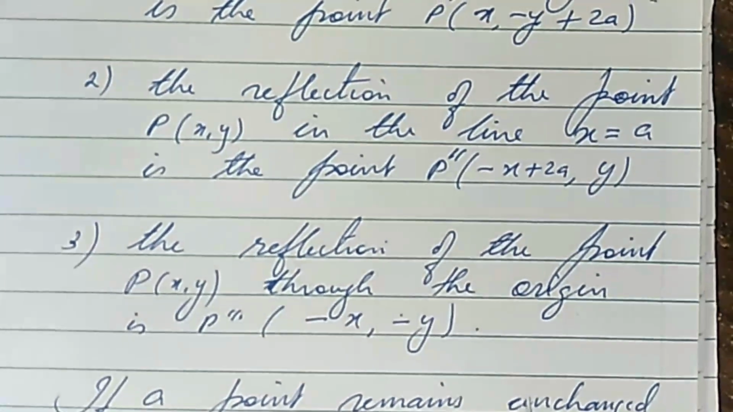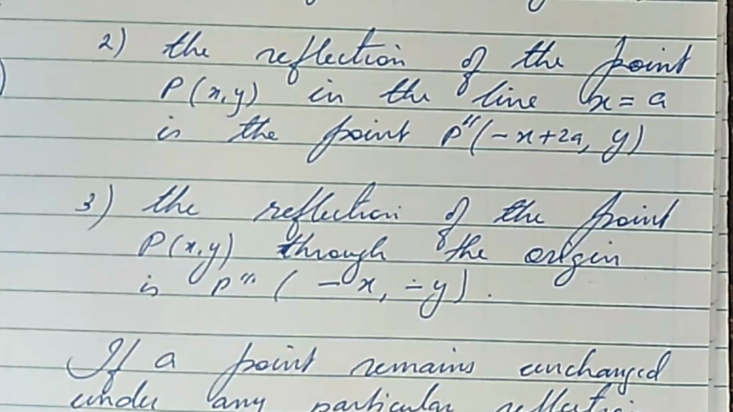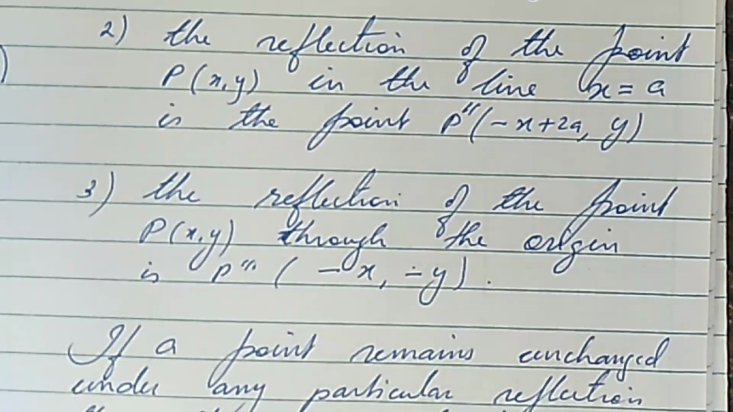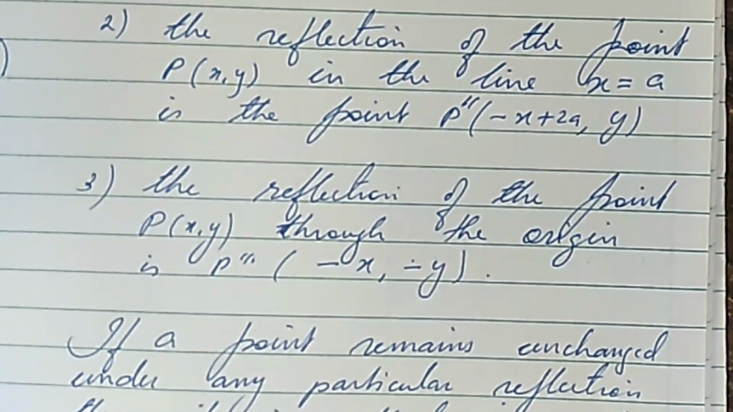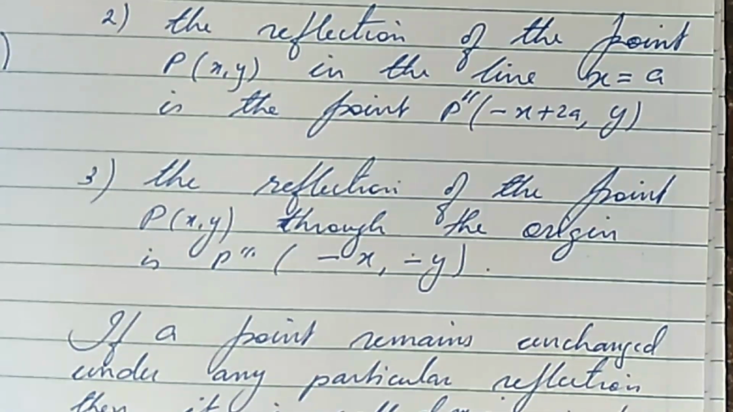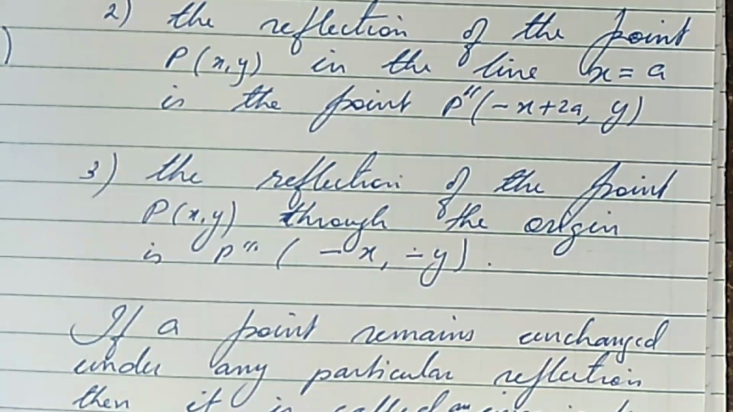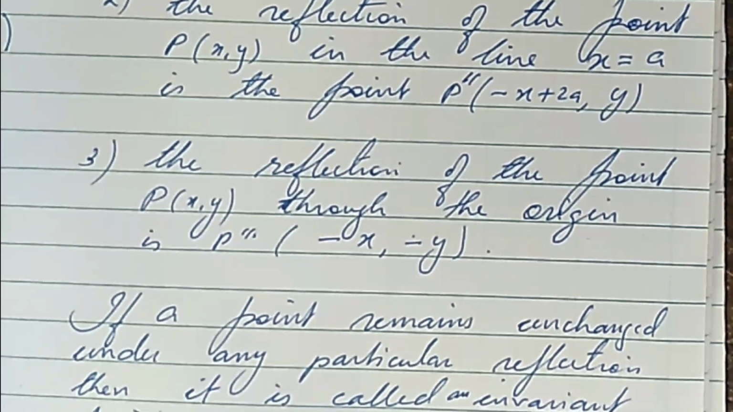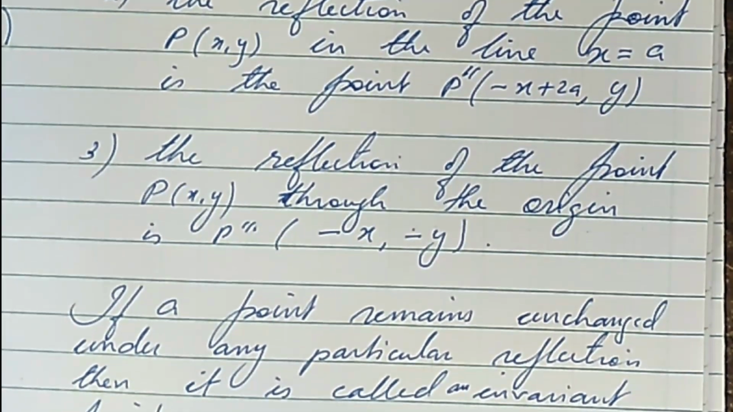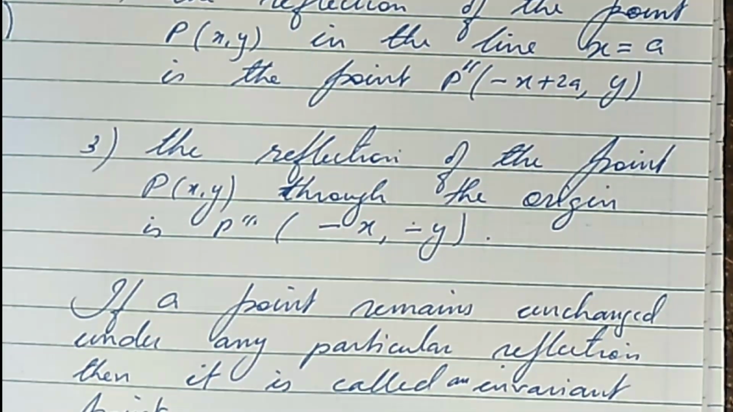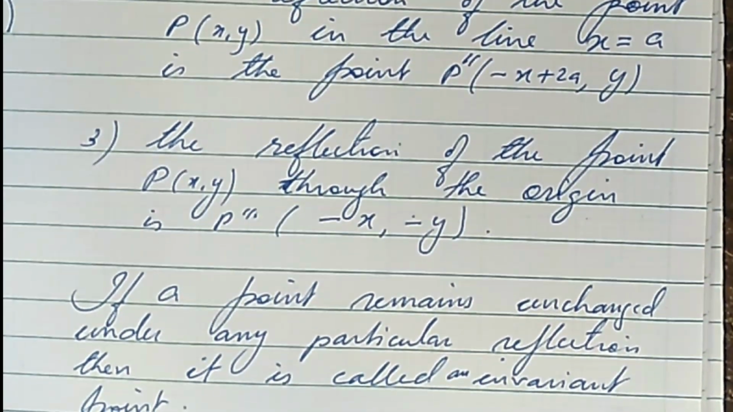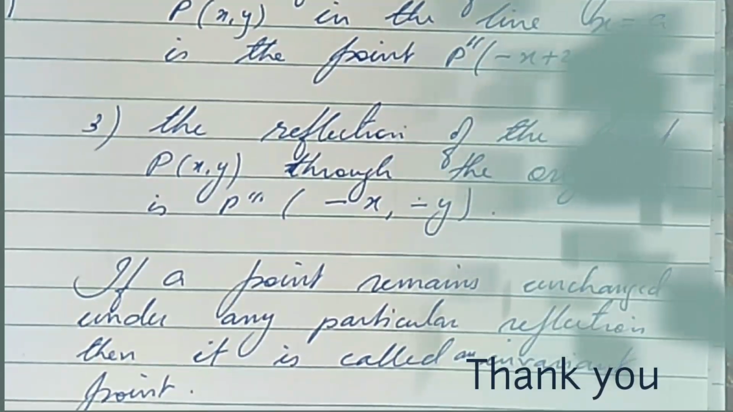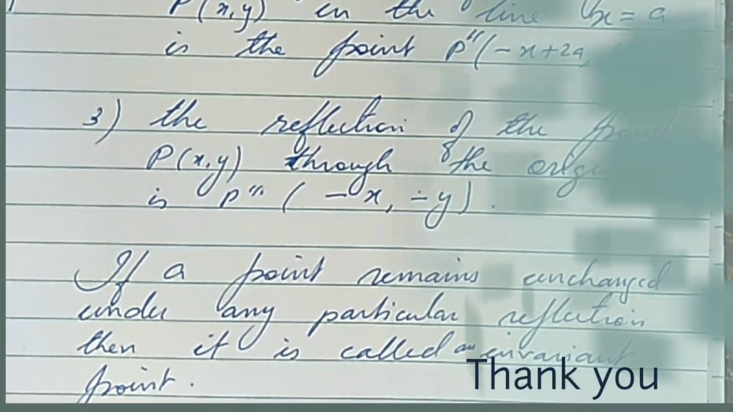Lastly, if there is a point which remains unchanged under any particular reflection, then it is called an invariant point. Suppose, for example, we have the point (0, 0), which is the origin. If (0, 0) is reflected in the x-axis, then it will still be (0, 0). That means it is invariant in reflection through x-axis, in reflection through y-axis, and also in reflection through the origin.